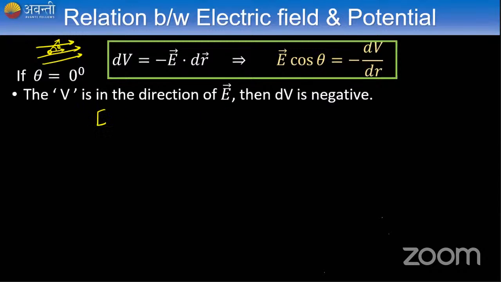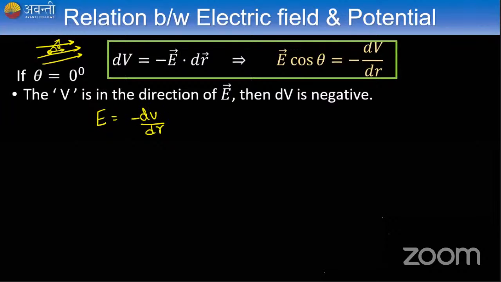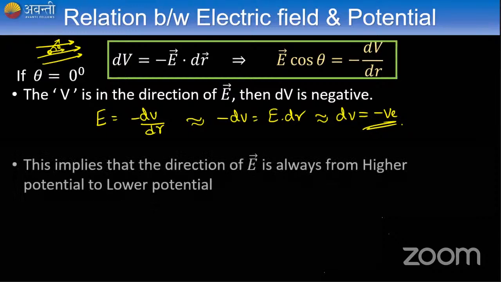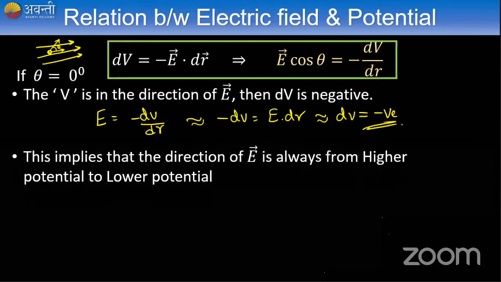Yes, E is equal to minus dV by dr. So overall, from this expression I would get minus dV is equal to E dot dr. From here, I would get my dV is negative. My dV is a negative value, right? What does a negative dV mean? This is a very important observation, guys.